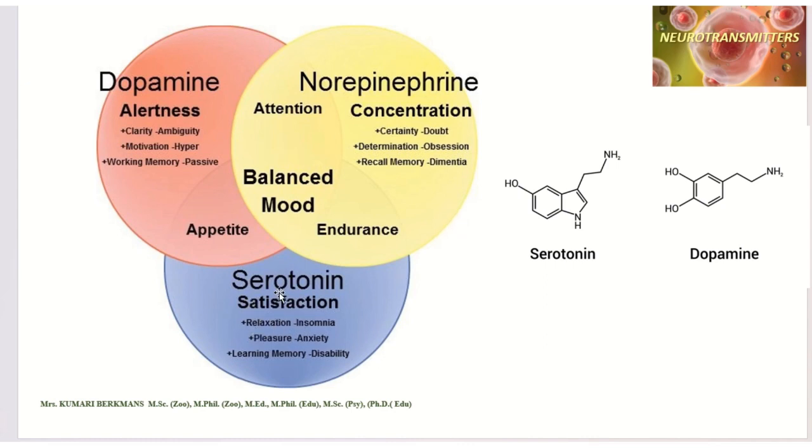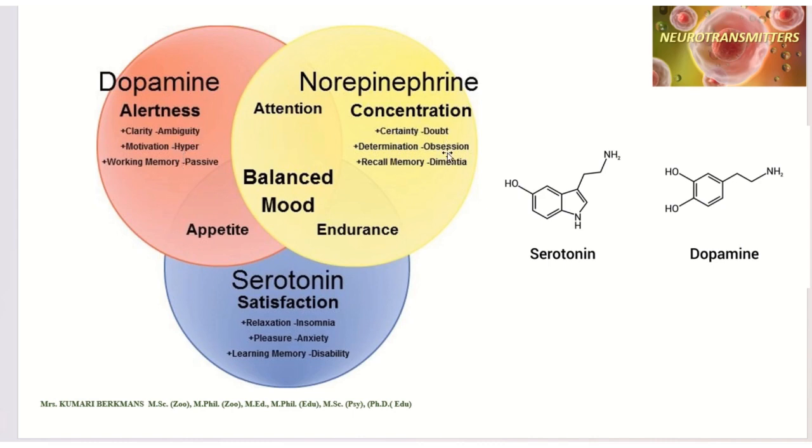And serotonin, if you take it, serotonin gives satisfaction in life. It is responsible for the satisfaction of life. The person is full of relaxation, always feels relaxed. Pleasure and learning memory will be very, very good. And if it secretes in a less amount, the person is affected with insomnia, anxiety, and disability. So these are the things which happen when dopamine, norepinephrine and serotonin secrete in a normal amount or in a less amount.